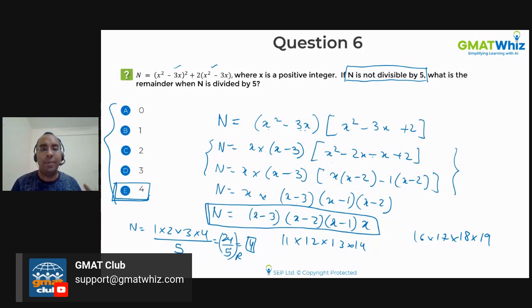Once you have simplified it, you will see a pattern like this. Or if you don't even see a pattern, you will know what kind of numbers you need to put. So I hope this is clear.